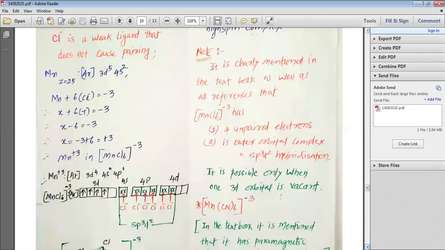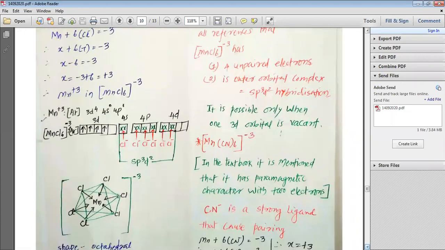Note that it is clearly mentioned in the textbook as well as in all references that [MnCl6]3- has four unpaired electrons and is an outer orbital complex, that is sp3d2 hybridization. This is possible only when we leave one of the 3d orbitals vacant, and that is why I have shown you the 3d orbital vacant.